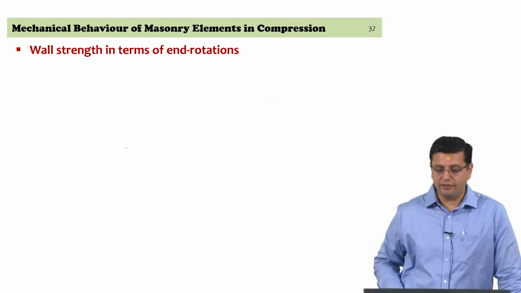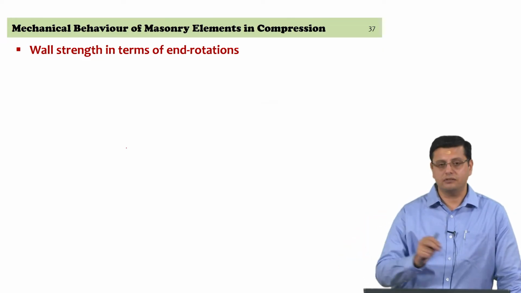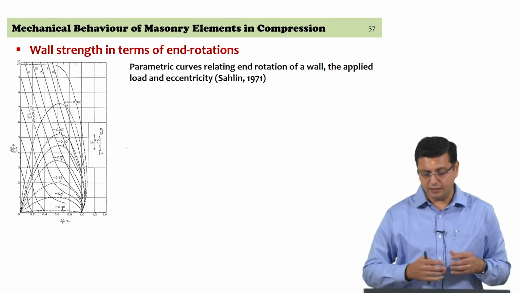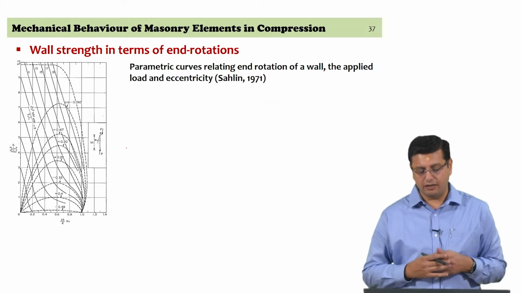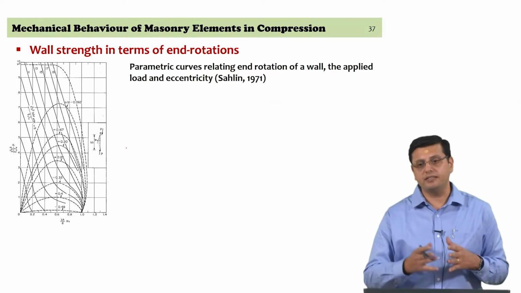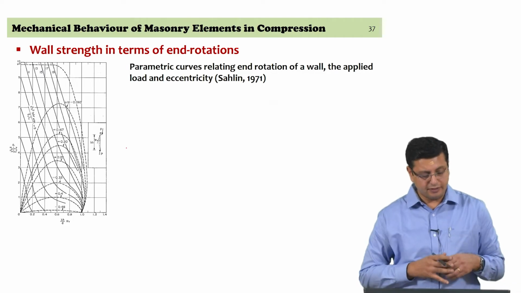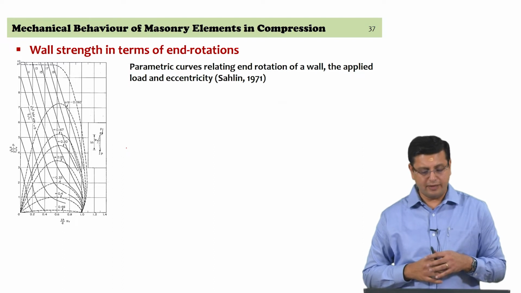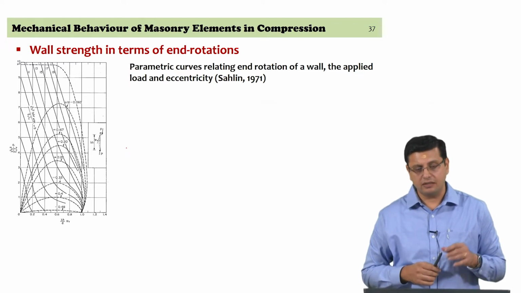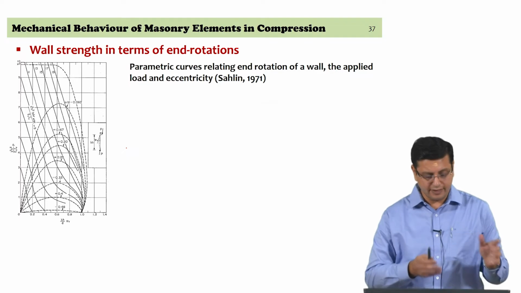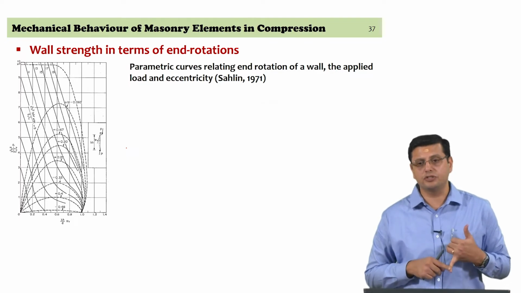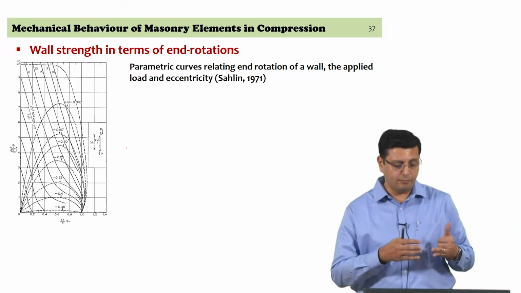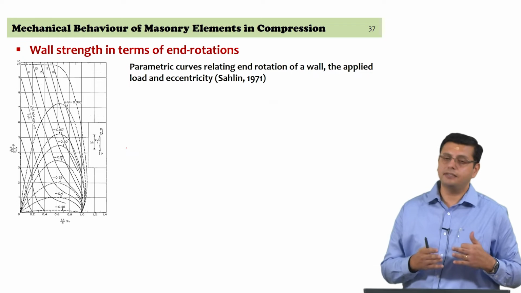Okay. So, if you are able to make an estimate of the end rotations, can that be brought in analytically? Yes, and this has been done. You need a certain amount of idealization, a set of parametric curves, as you can see in this graph here, have been created based on analytical formulations which link a certain set of conditions, the end rotations of the wall. You should be able to make an estimate of the end rotations of the wall, the load that is being applied to the wall, and the eccentricity of the load itself.